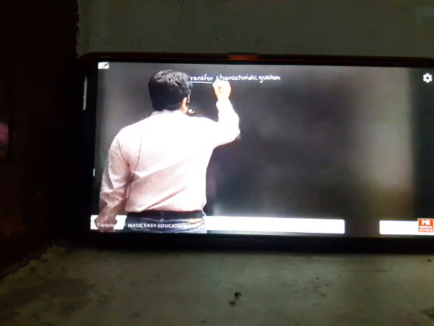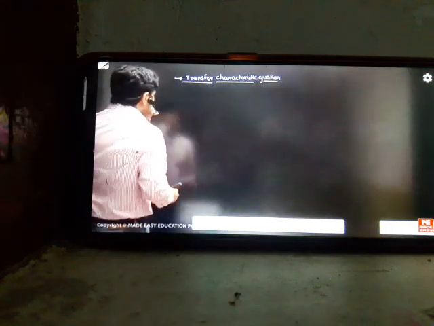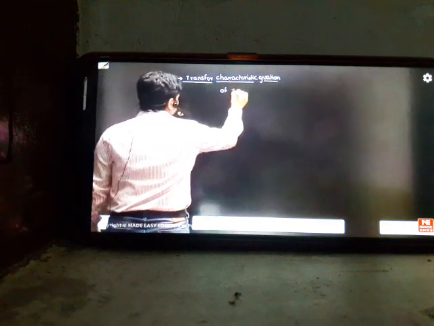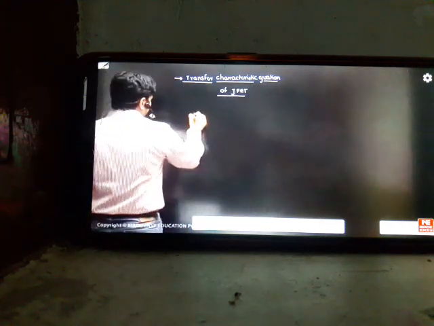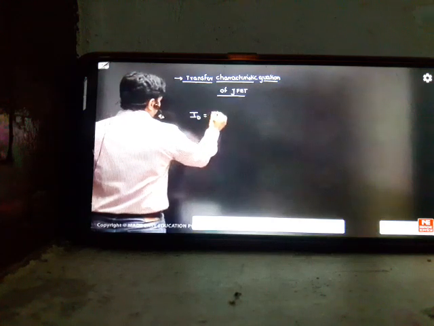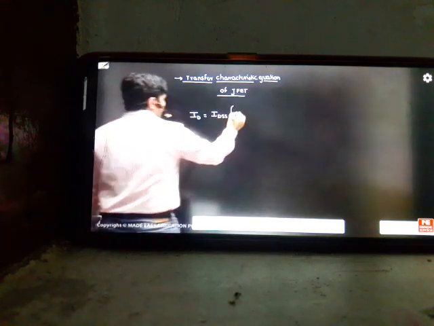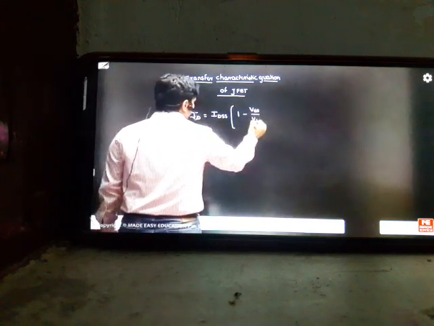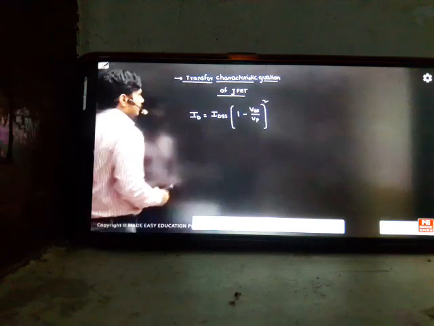Keep the heading: transfer characteristic equation. It's a very important equation, the transfer characteristic equation of JFET. Very, very interesting equation, one of the best equations I can say in JFET devices. ID is equal to IDSS into (1 minus VGS divided by VP) whole square. This is the standard equation of JFET.